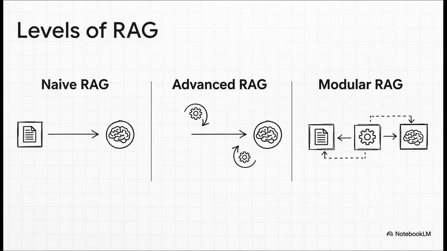It's that simple, straight-line process. Then you have advanced RAG. This is where we add some extra smarts, like pre-processing the user's question to make it clearer, or post-processing the search results to re-rank them for relevance. And finally, you get to modular RAG, which is like a Lego set. It's a super flexible system where you can swap out different pieces, different search methods, different models, to build the perfect RAG for your specific job.